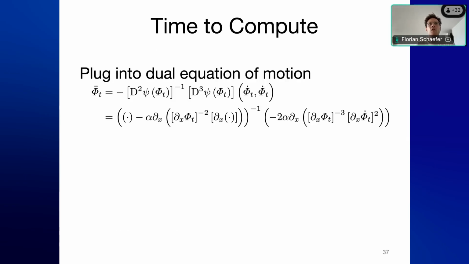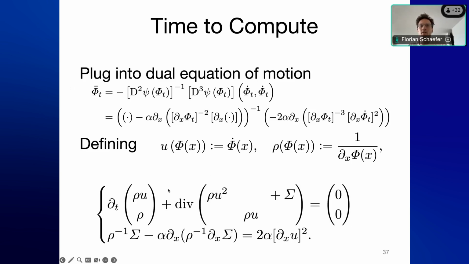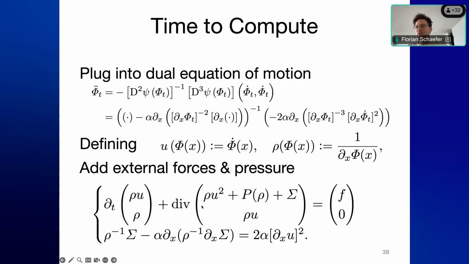And then we plug this into what we just derived in our dual equation of inertial motion. And that gives us already the Lagrangian form of our equation, at least in 1D. So what we have to do now is translate this back into Eulerian coordinates. And that gives us this modified conservation law. We add back the pressure and the force, and we're done. And that gives us the equation in 1D.